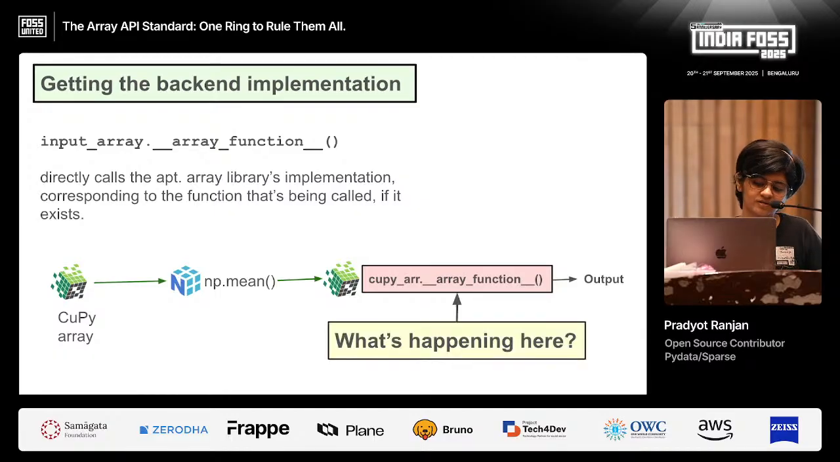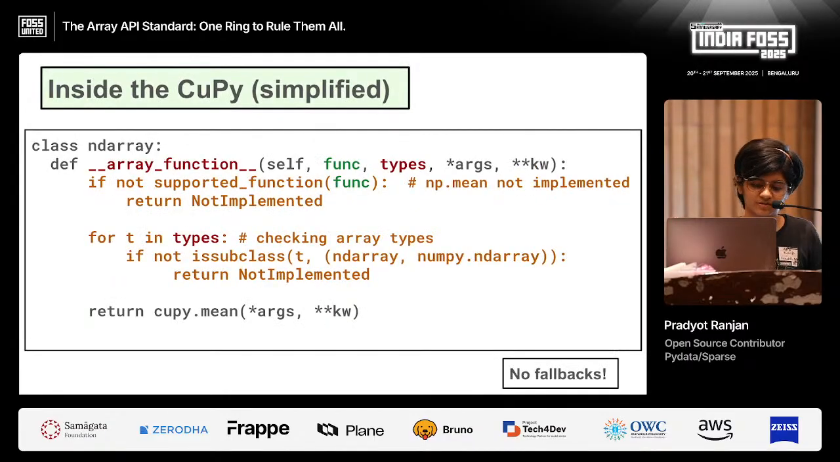So what is happening here is that it just takes the function name, like np.mean, and the type, the CuPy array. Some functions take multiple arrays and other keyword arguments, and then we see if it's a supported function and if all the types are of the appropriate type. If they are, then CuPy runs its own mean implementation, but one drawback is that there's no fallback, unlike in NetworkX.